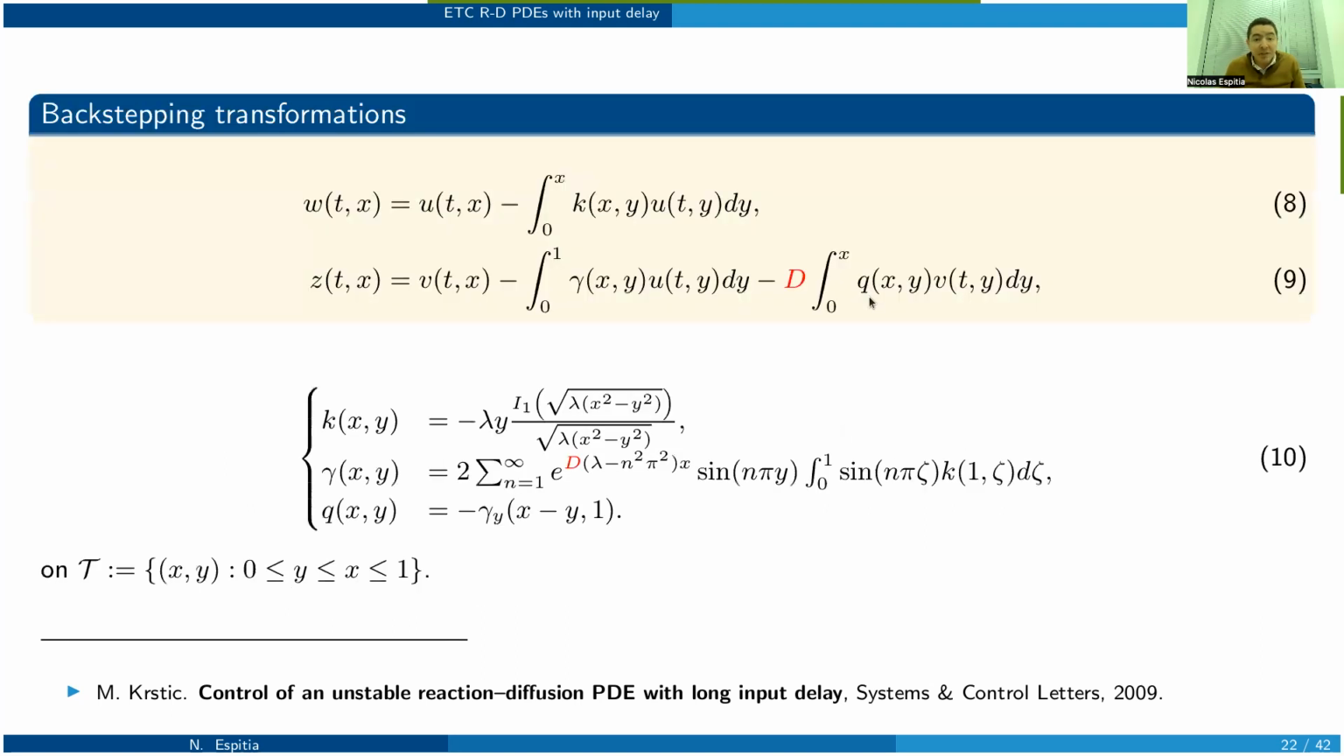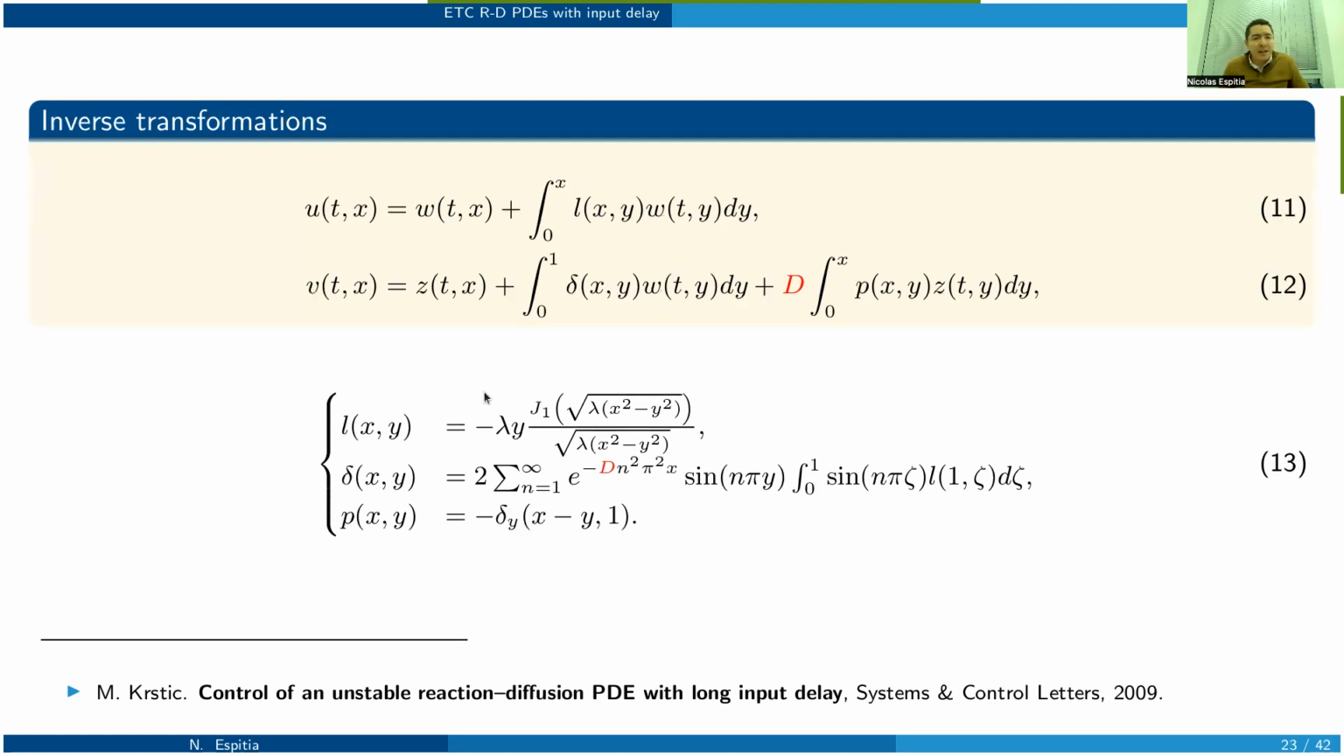These are the backstepping transformations. Notice that they clearly include the delay, and the kernels can also be obtained explicitly. So if the delay is 0, we can come back to the kernel for the delay-free case, okay? And similarly, these are the kernels of the inverse transformation. In particular, we are going to build on these kernels. We'll see in a few minutes.